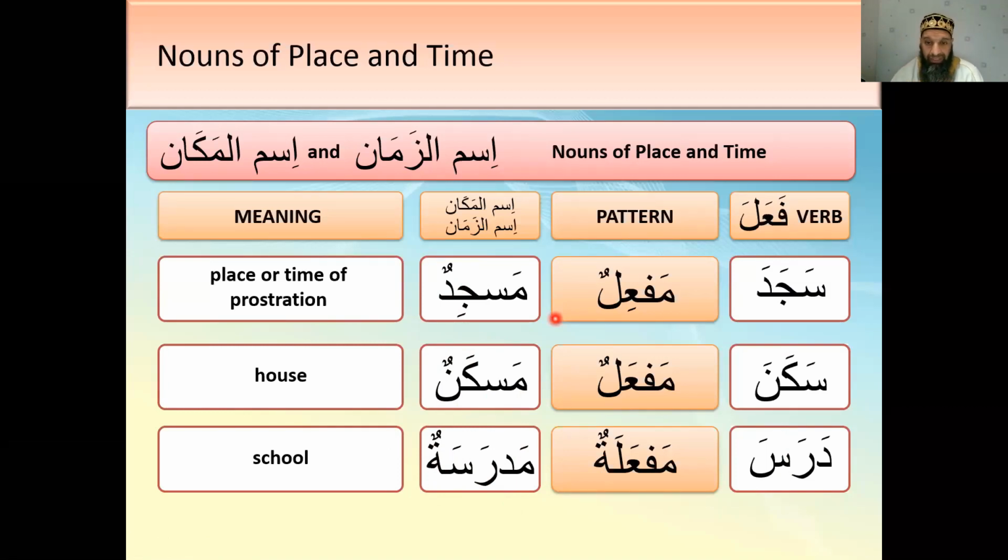So you might see another pattern like madrasatun, but the root word might be something else. You might be able to say, oh, actually, it's got the same pattern, so it must be talking about the place of this verb. I don't know what this verb means, so maybe it means this. Go and check. Oh, I was right.